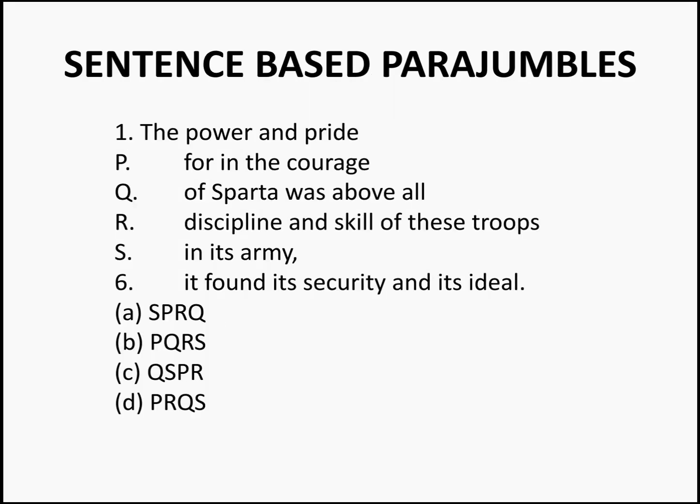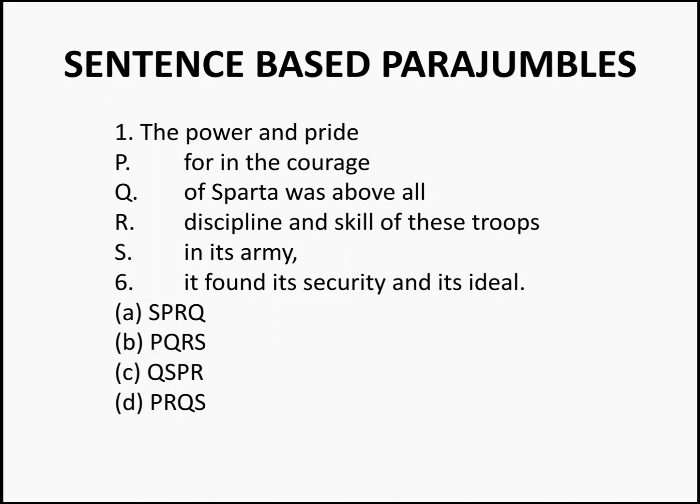Now, getting into your first question, which is a sentence based parajumble, it is easier when compared to a paragraph. So let's deal with this. Your first question says, the power and pride for your statement P, for in the courage of Sparta was above all discipline and skill of these troops in its army. It found its security and its deal. Now, as I told you earlier, this is an anchor parajumble where your first one and sixth one are fixed. Intermediate 4 statements are what you're going to arrange.